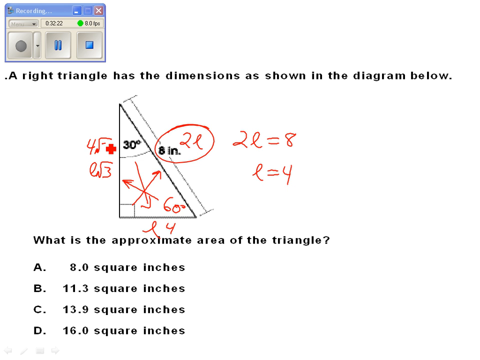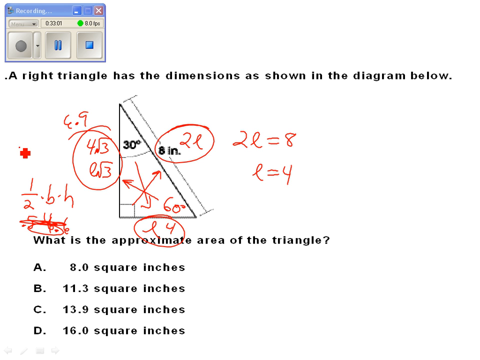It says, what is the approximate area of the triangle? Well, what you do to find the approximate area is 1/2 times base times height. This is your base, this is your height. And you can change that 4 radical 3 into a decimal just by taking the square root of 3, then timesing that by 4. And you get about 6.9. So you're just going to have 1/2 or 0.5 times 4 times 6.9.